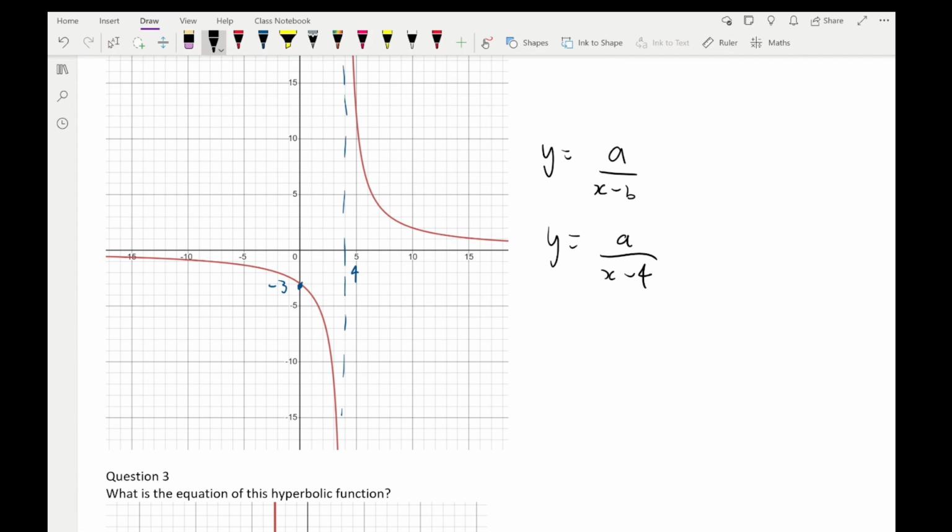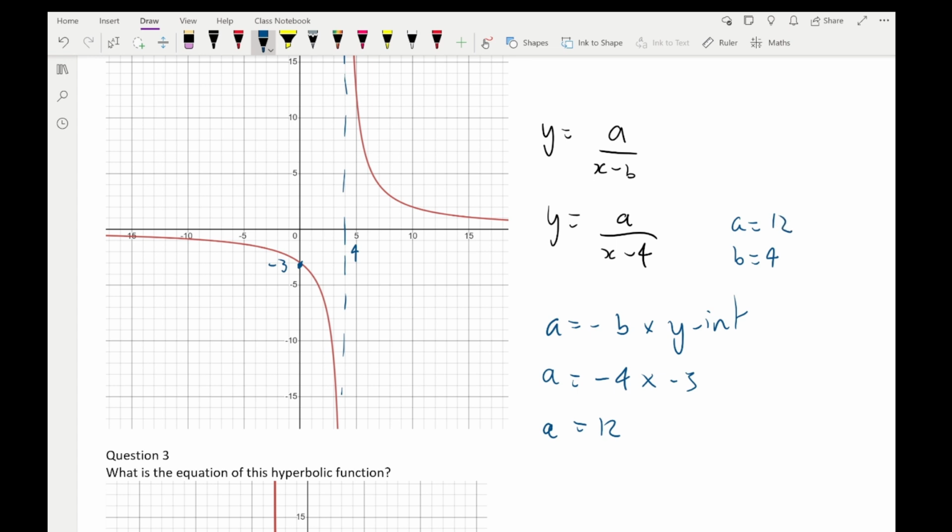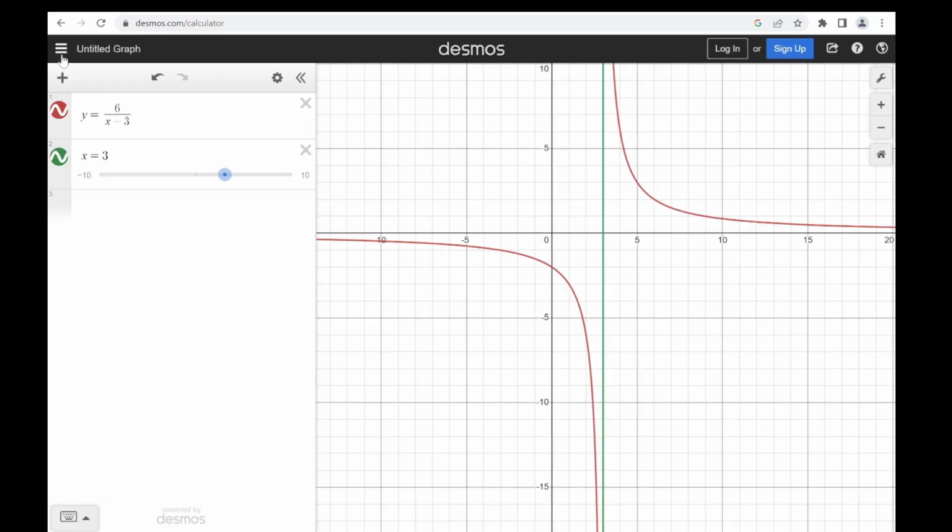So, a equals minus b times y-intercept. So b was 4, so that'll be minus 4. And then your y-intercept is minus 3. So a equals 12. So your final equation is going to look like this. y equals 12 over x take 4. Just like that. And you always should check your answer.